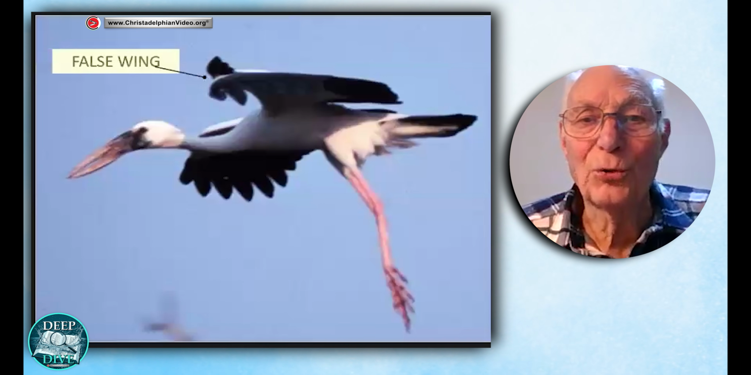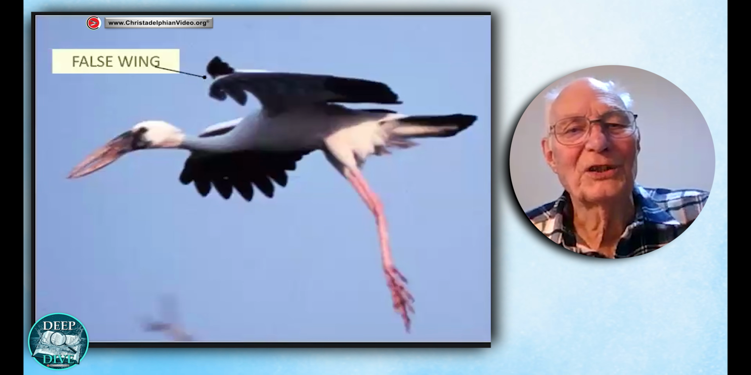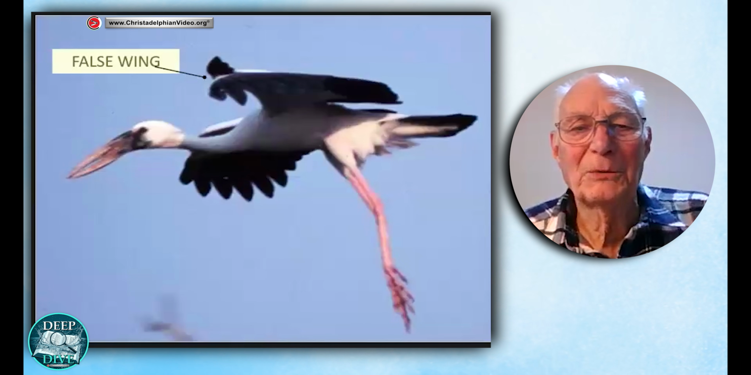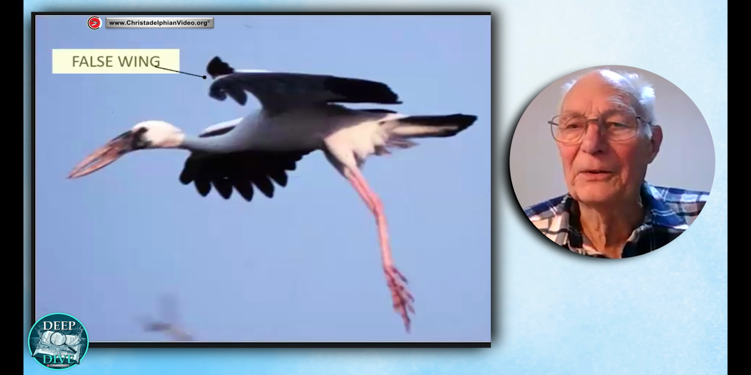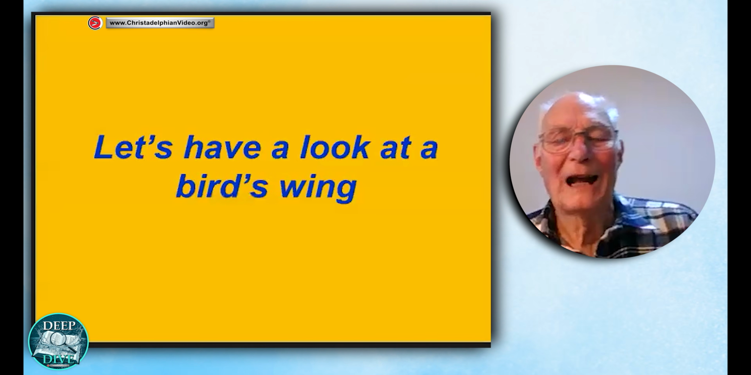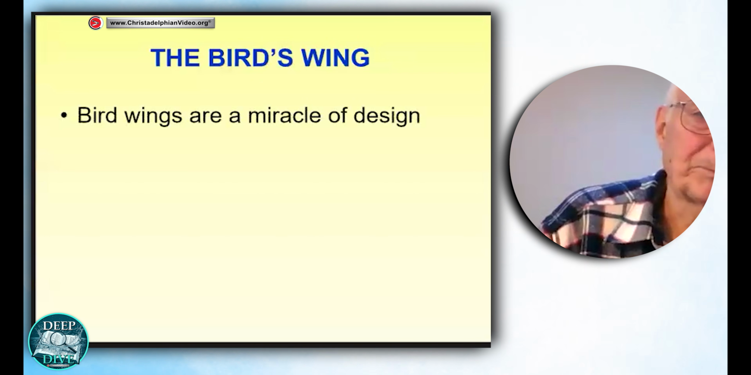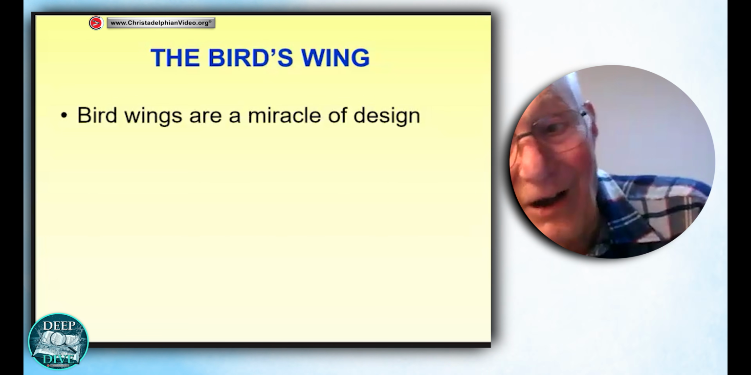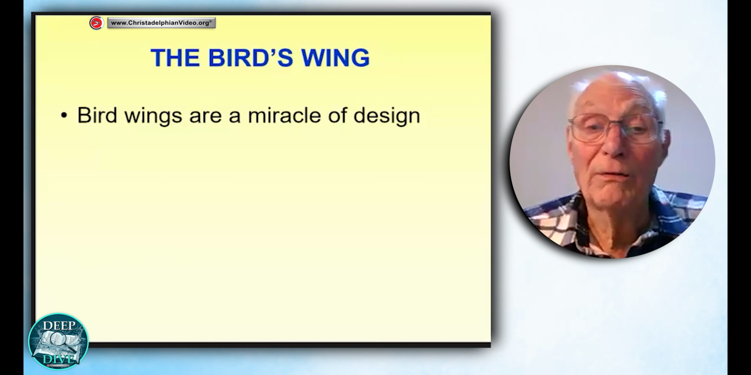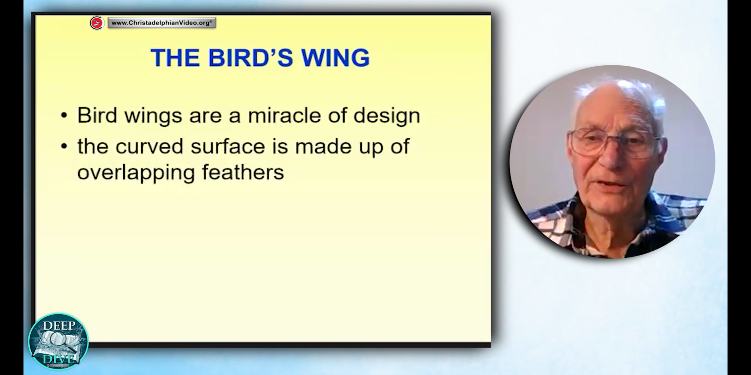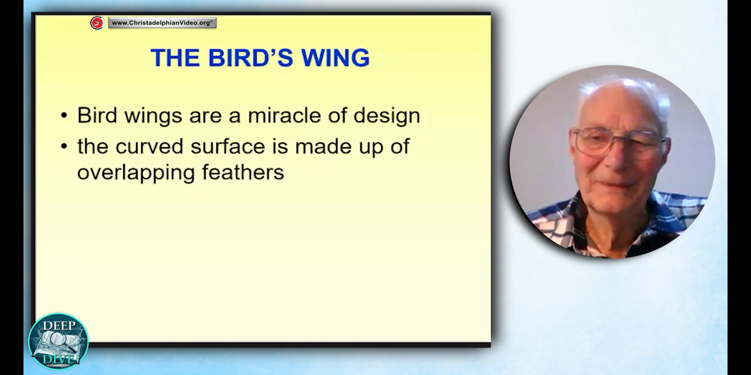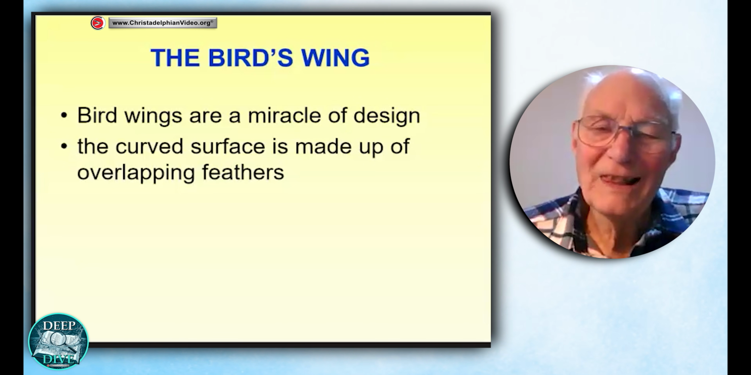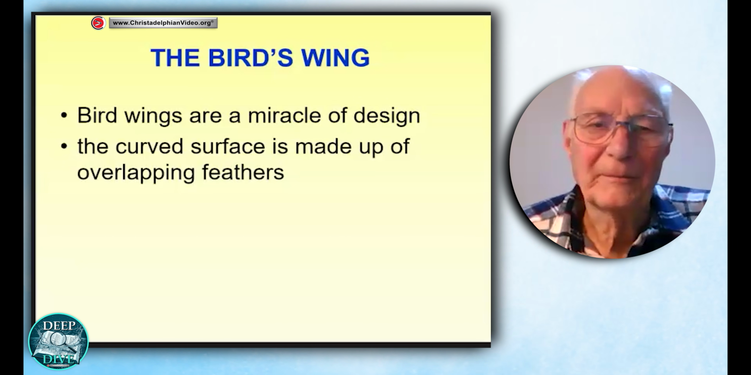And there's a stork in migration. And you can see the flaps on the wings lifted up as it wants to lose lift to land. Well, let's have a look at the wing of a bird in more detail. Birds' wings, in fact, are a miracle of design. That curved surface which we need is made up of overlapping feathers.